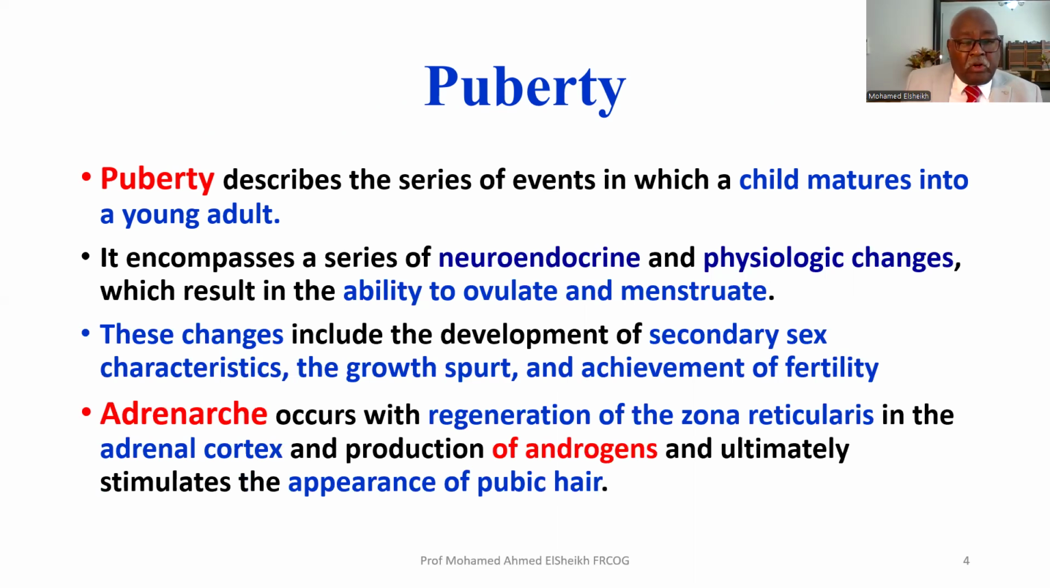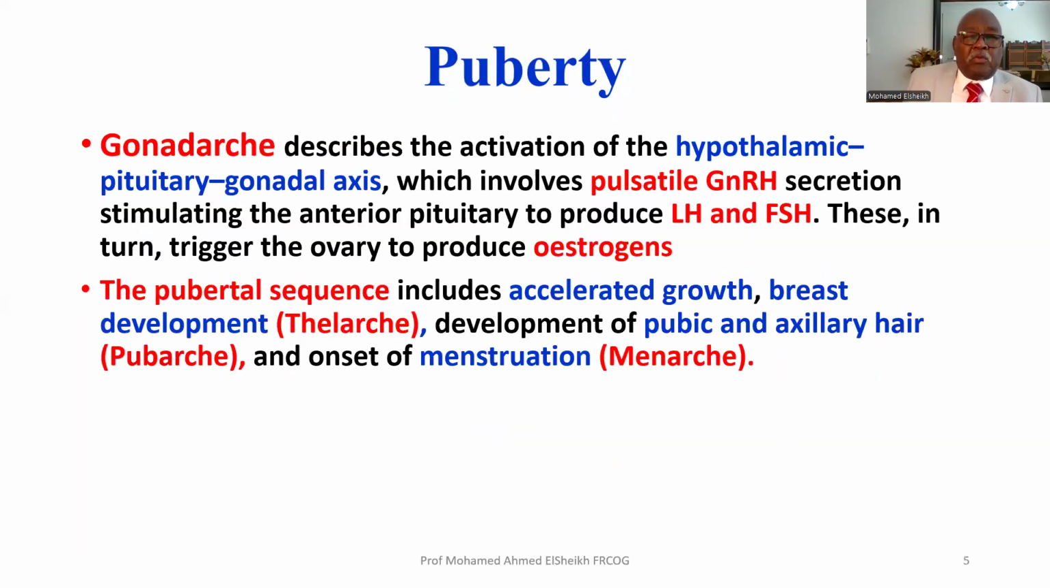We talk about adrenarche, which occurs with the regeneration of the zona reticularis of the adrenal cortex, and then production of androgens, which ultimately stimulate the appearance of the pubic hair. That's adrenarche. There is another term we use, gonadarche. This describes the activation of the hypothalamic pituitary ovarian axis or hypothalamic pituitary gonadal axis.